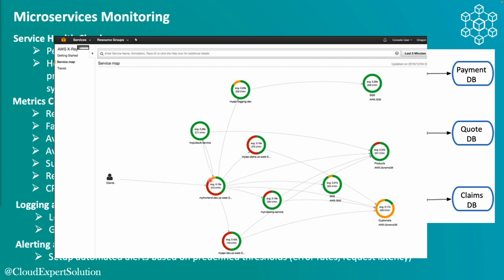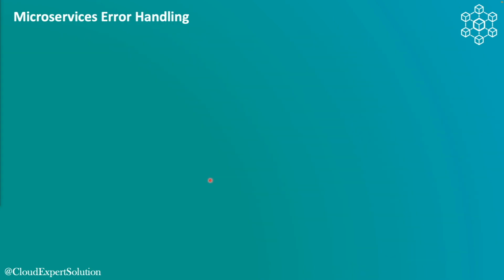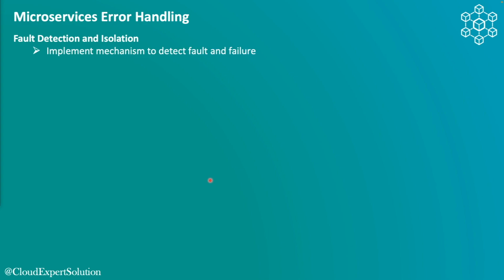It will give a good level of details. Navigating to microservice error handling, this is more on the reactive feature. We can implement mechanisms to detect faults and failures. Accordingly, we can isolate the faulty component, which will help us prevent cascading failure for the entire infrastructure.